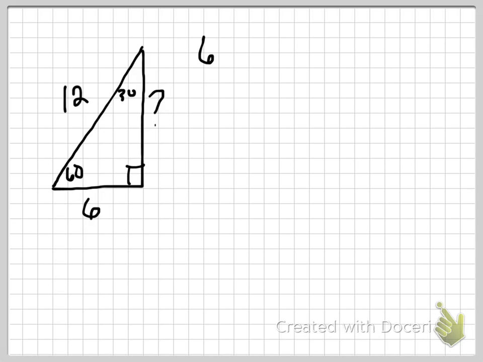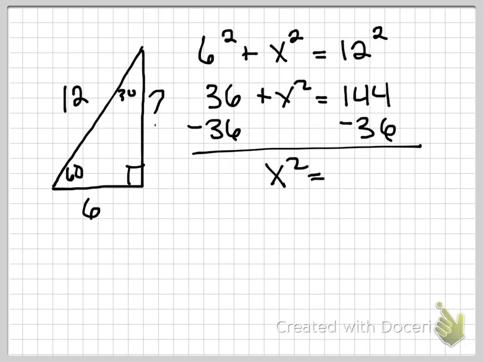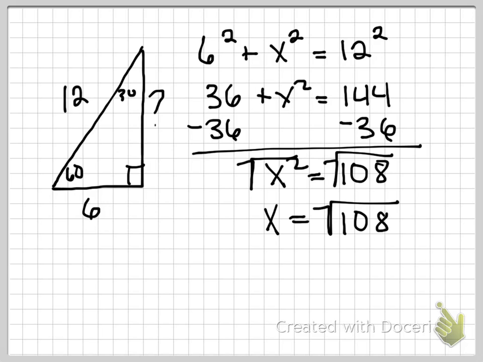So we get 6 squared plus x squared, because we don't know what it is, equals 12 squared. So 6 squared is 36 plus x squared equals 144. So minus 36 is x squared equals 108. Did I do that right? Yes. Okay. And then that means that we take the square root of both sides. x is equal to the square root of 108.